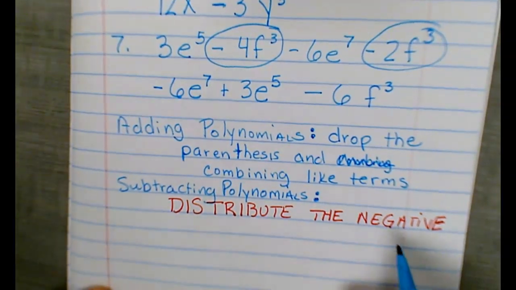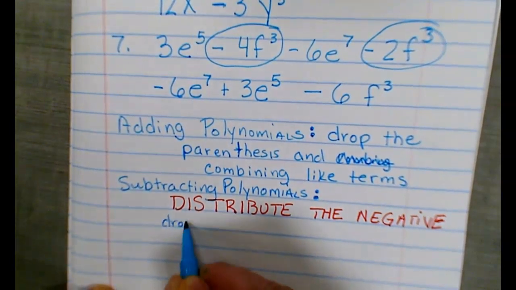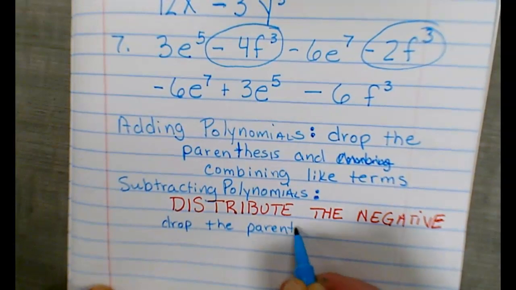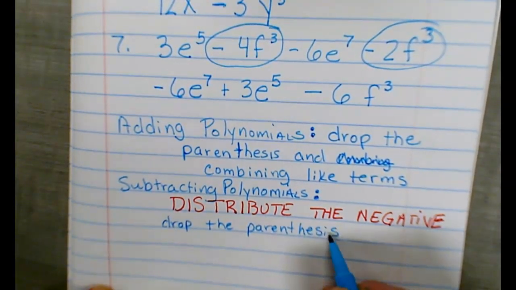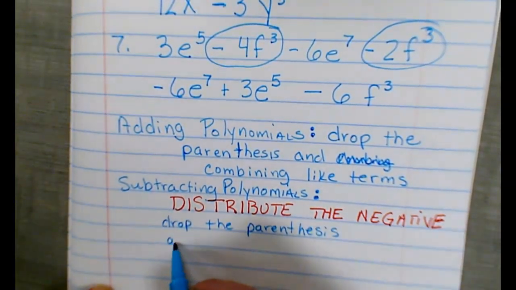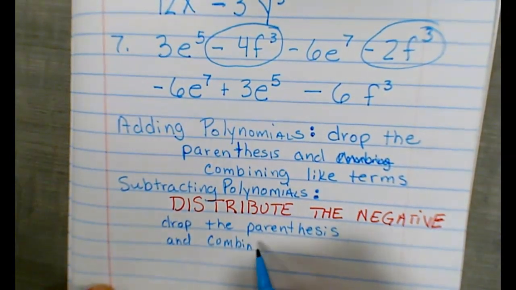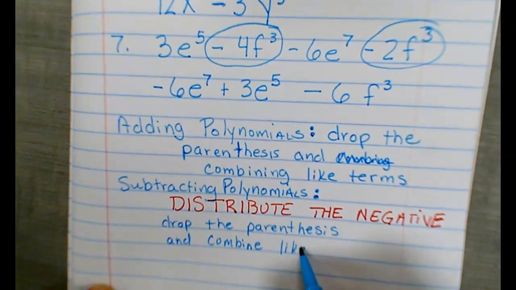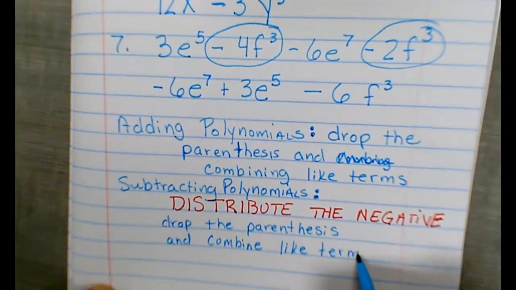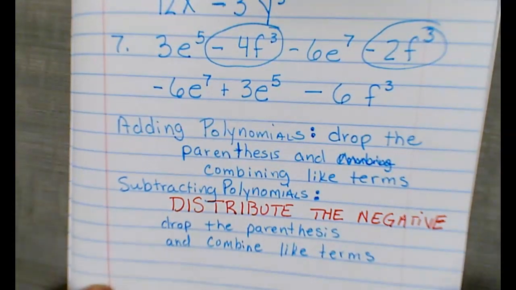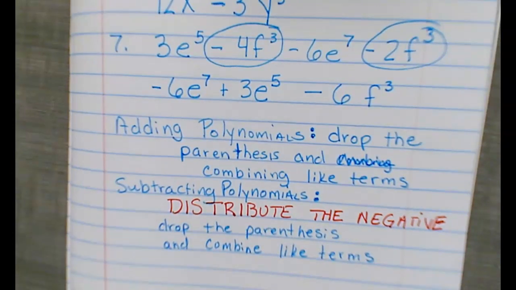I'm yelling at you because this is important. Distribute the negative. Then we're going to drop the parentheses. And then we're going to combine like terms. Are these last two steps the same as adding? So once you distribute the negative, then it's the same as an adding problem.